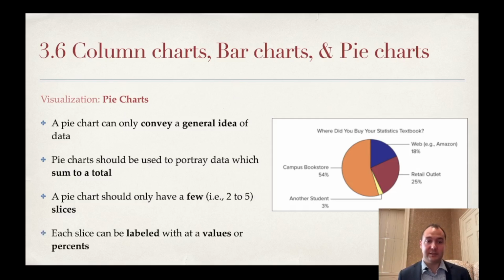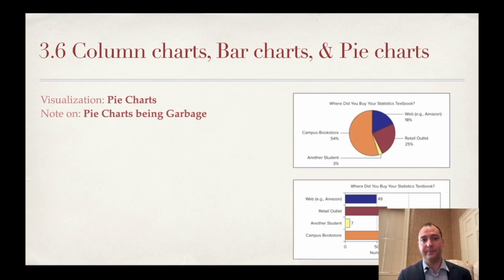Each slice can be labeled with a value or a percent to make it a little bit easier to understand how big each group is. I would always recommend to use a column or a bar chart instead of a pie chart, but I know pie charts are very common, so we should understand a little bit about how to use them.